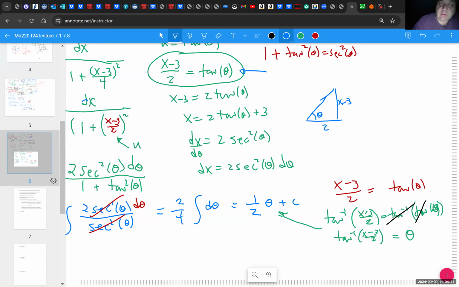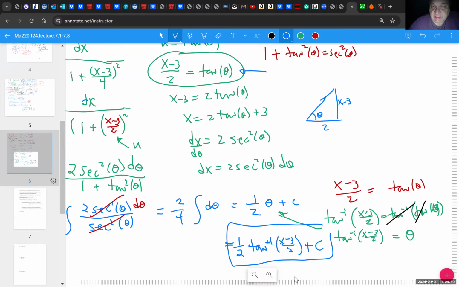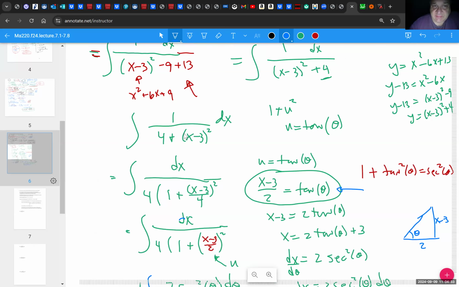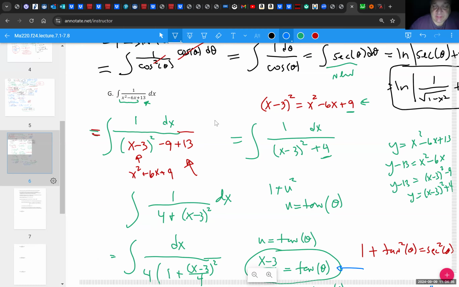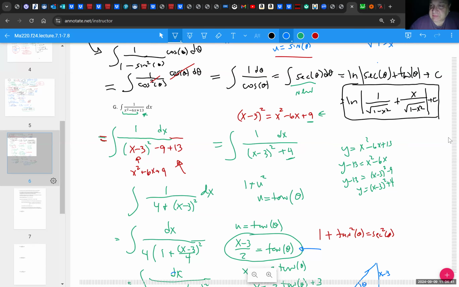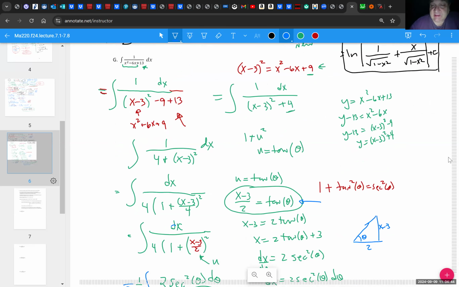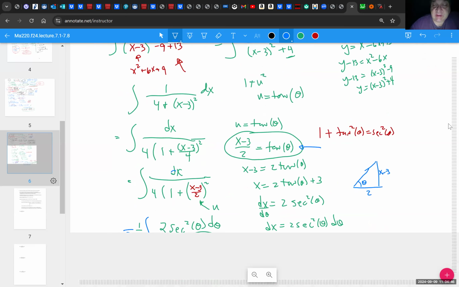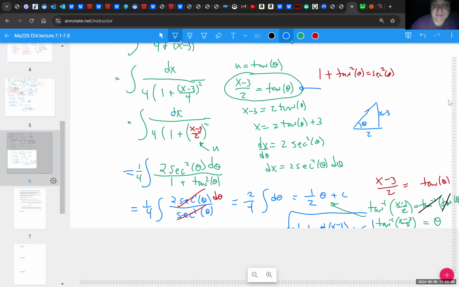So we get 1/2 theta, which is this inverse tangent of x minus 3 over 2, and then our lovely plus c, and that is the antiderivative of this last example, where we started with this very unappealing fraction, 1 over x squared minus 6x plus 13 dx, and we just factored it, used the trig substitution, and got it to the end. That's how you do trigonometric substitution. Lots of different examples of how it works.